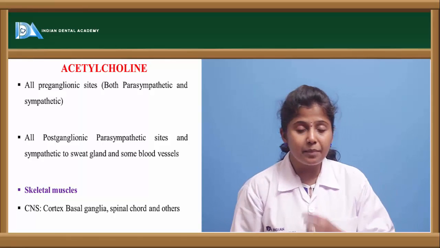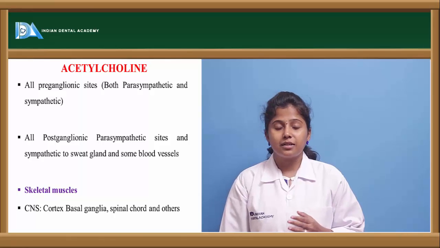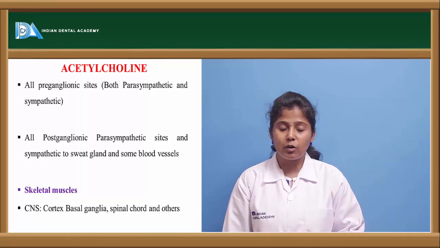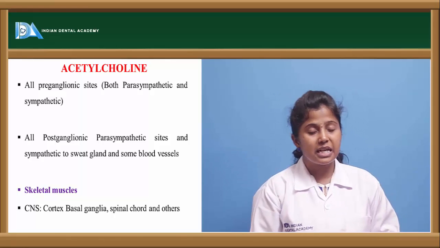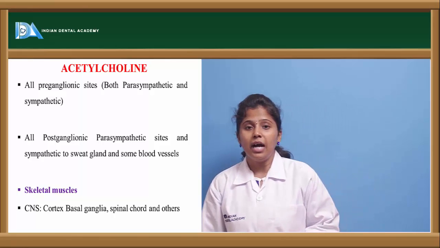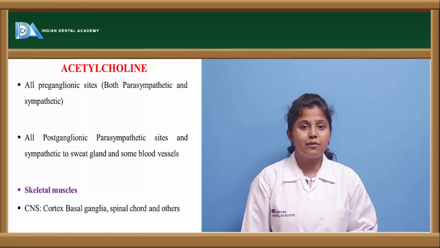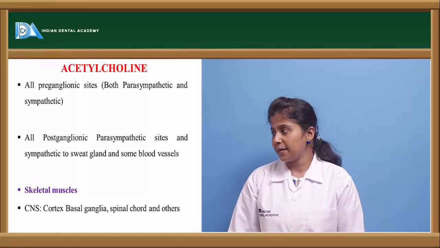So these are all the locations of the receptors where the acetylcholine is acting. Here in the parasympathetic nervous system, we have muscarinic and nicotinic receptors, and in the sympathetic nervous system we have alpha and beta receptors. So acetylcholine will bind to the particular receptors wherever it is acting.